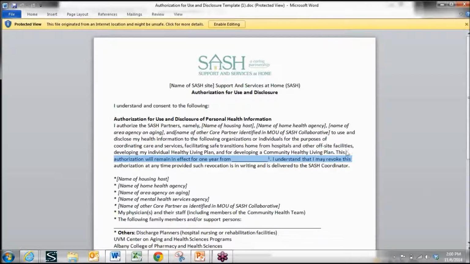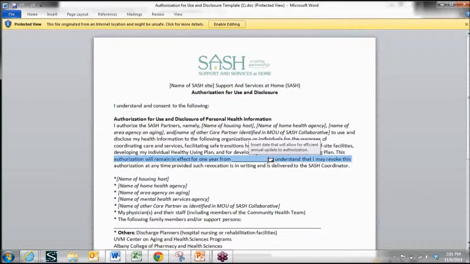So you do want to fill in those. You'll see here that there's a blank that needs to be filled in, and this authorization is good for 1 year. What you want to make sure you do is fill in this blank line with the date that they have signed this form, because it lays out the time frame for when you have to reauthorize.